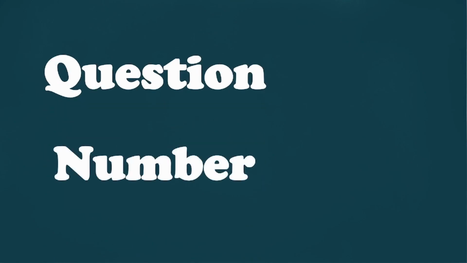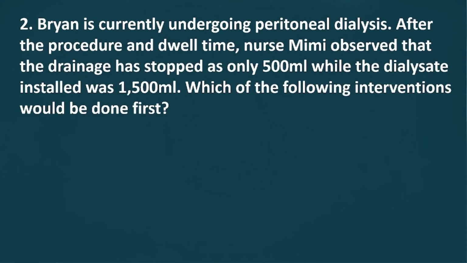Question number 2. Brian is currently undergoing peritoneal dialysis. After the procedure and dwell time, Nurse Mimi observed that the drainage has stopped at only 500 milliliters, while the dialysate instilled was 1,500 milliliters. Which of the following interventions would be done first?